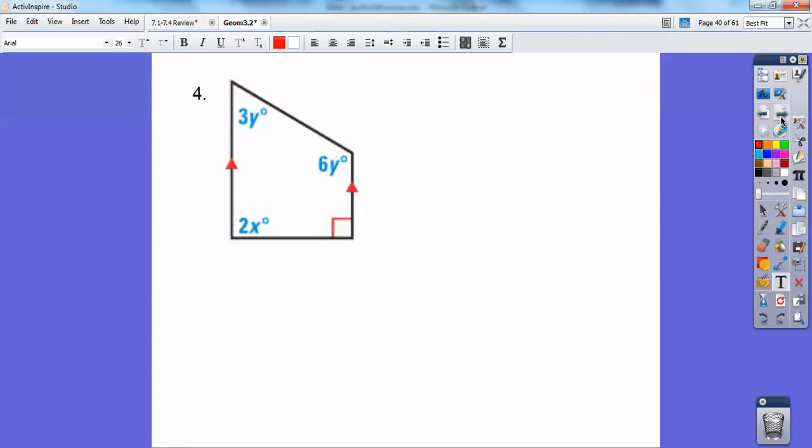On this one, I'm going to look at those. Those are called consecutive interior angles, and they are supplementary right there. So they equal 180. So add them up to equal 180. So you get 9y equals 180, y equals 20.